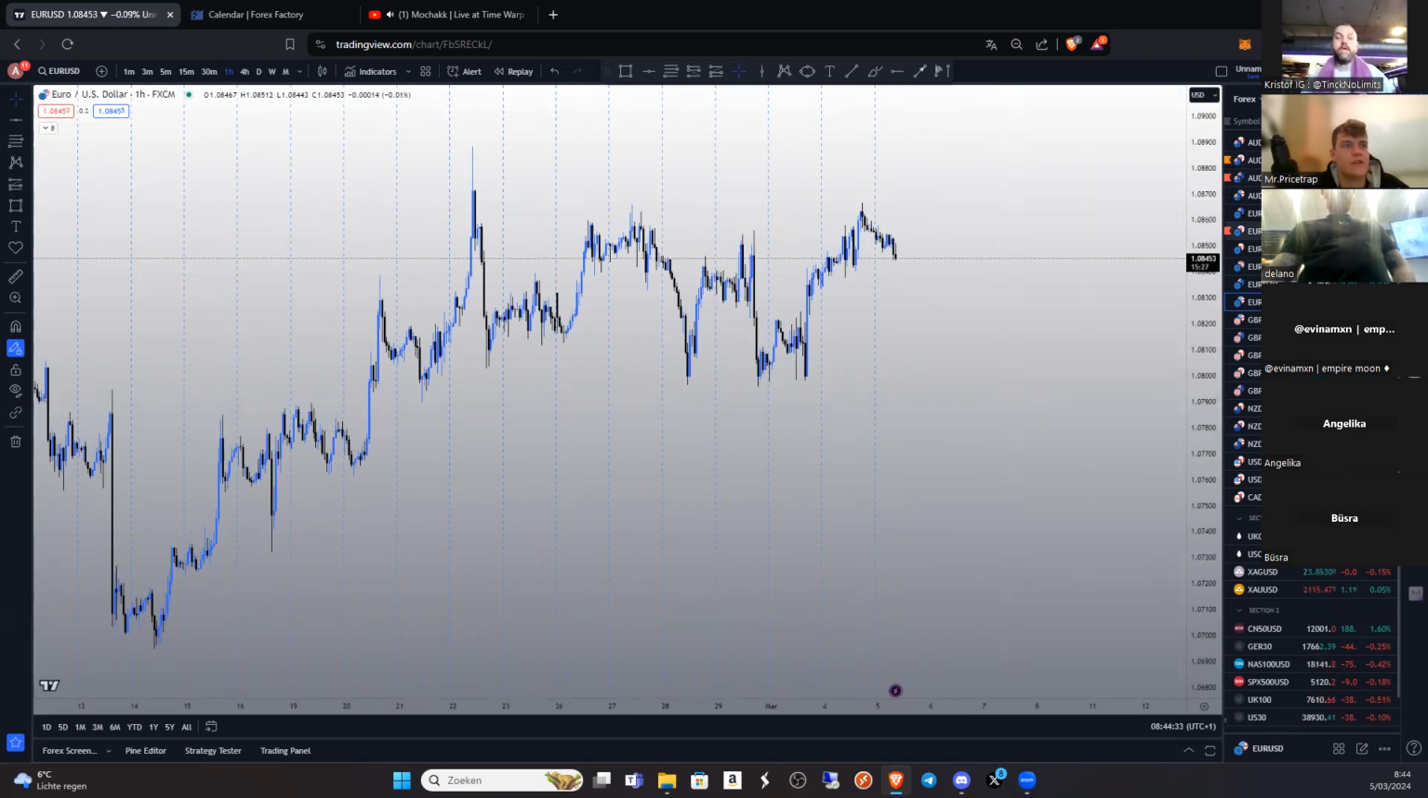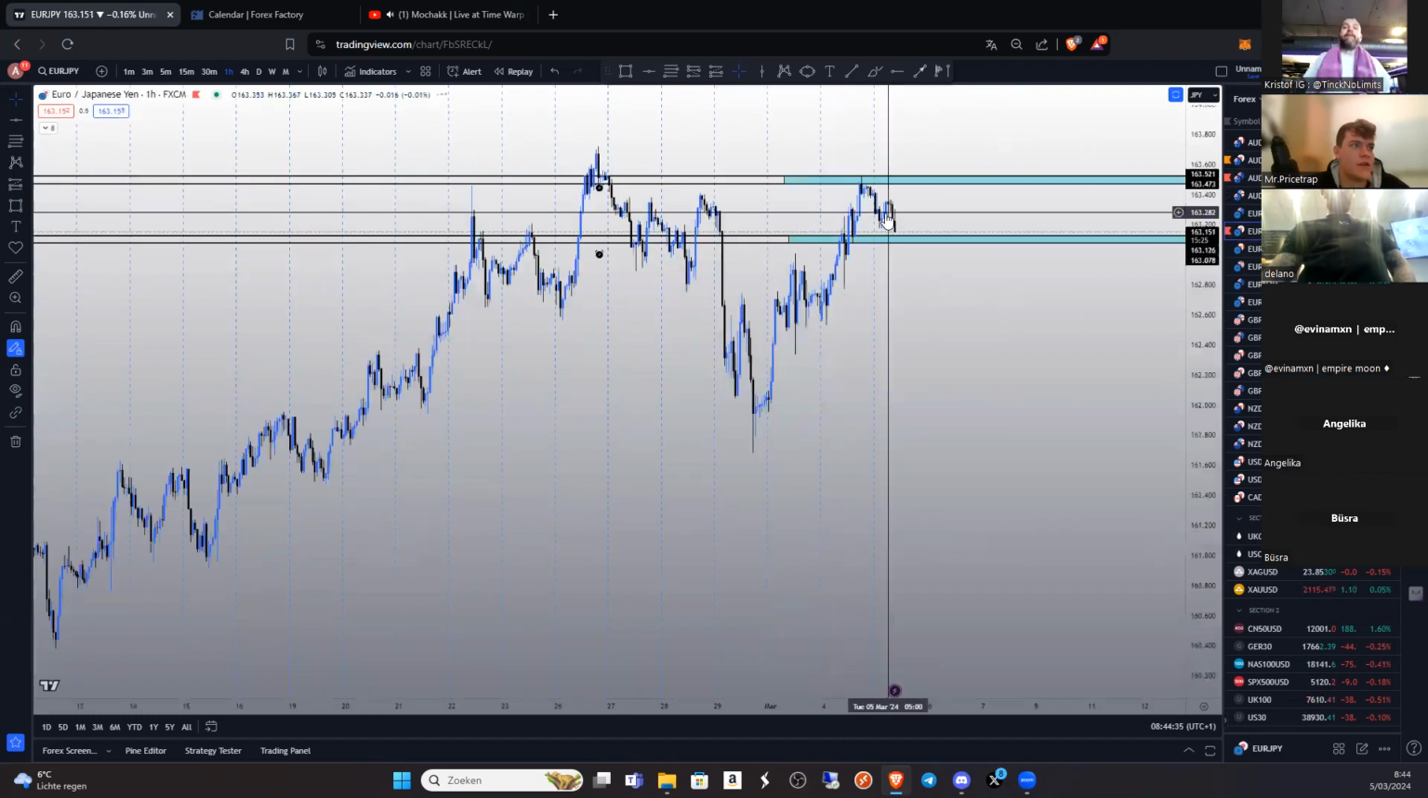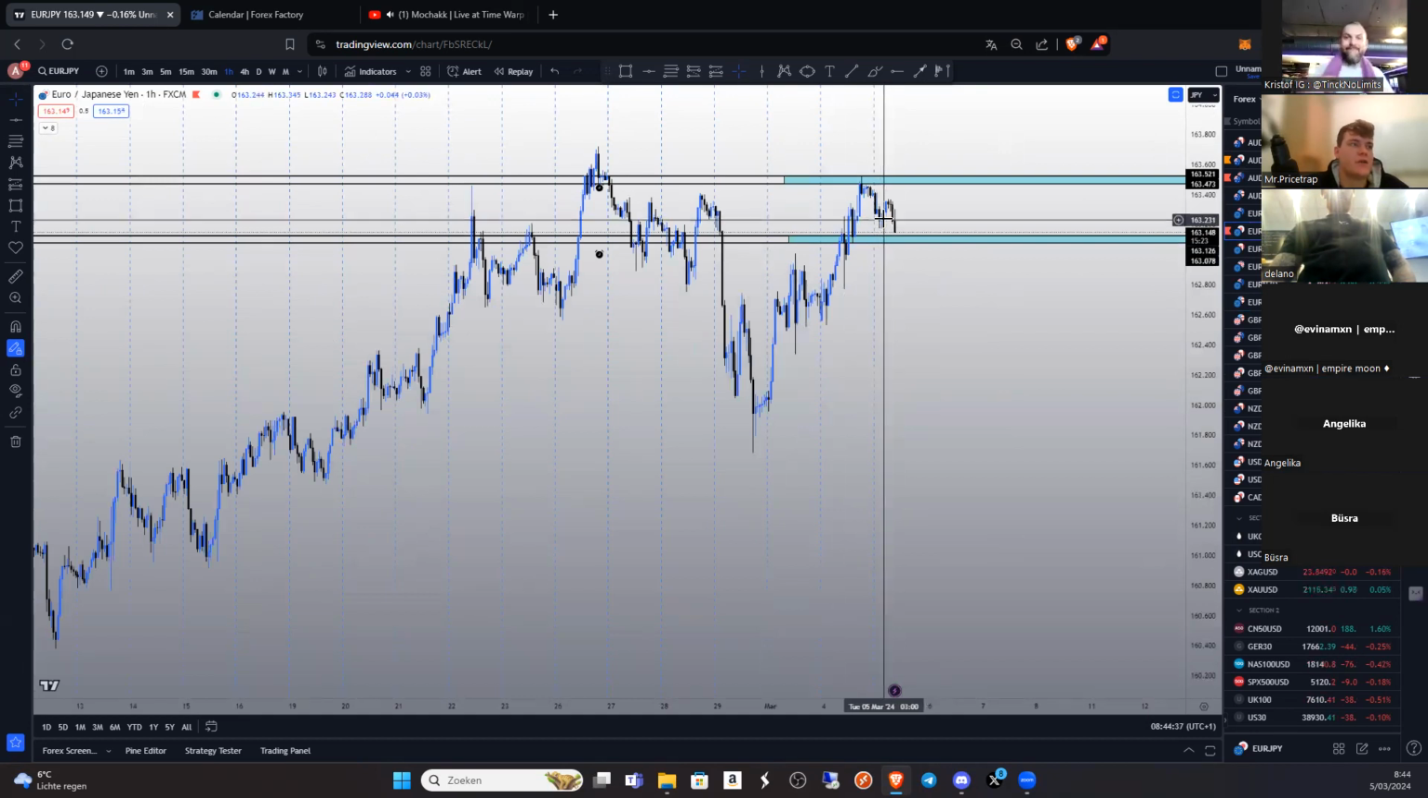Yeah, you're using this low over here. I'm personally not really convinced about this low, because this is not really the low that created this last higher high. So that's the reason why I'm going a little lower here. Okay.